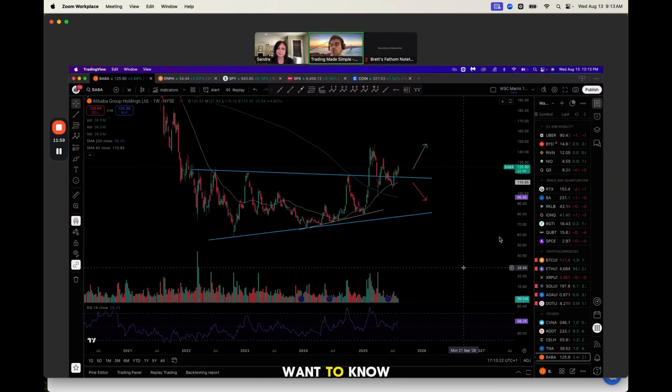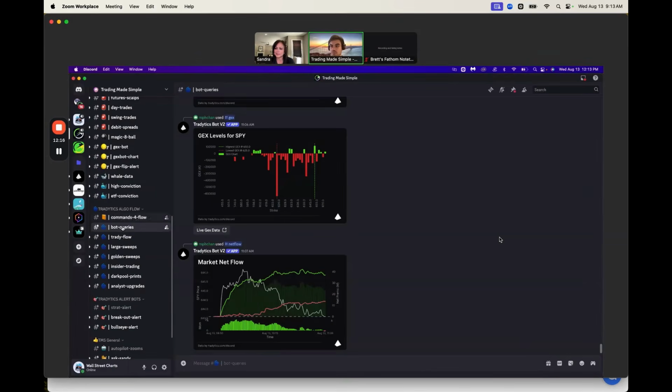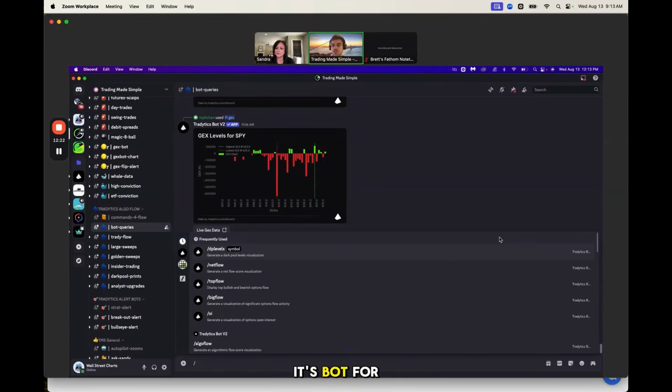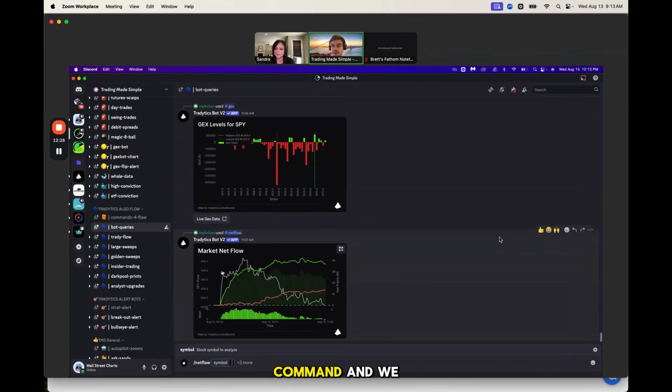Now, I want to know if I can trust this move or not, right? As we were mentioning with the X-ray. The body here, if we were a doctor, seems healthy, but we need to know what's going on internally, right? We go here into our bot queries channel, and first we request the trading bot for the net flow. We go for the net flow command, and we type BABA.